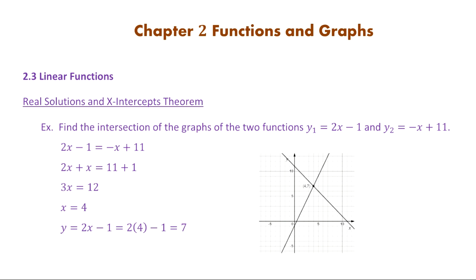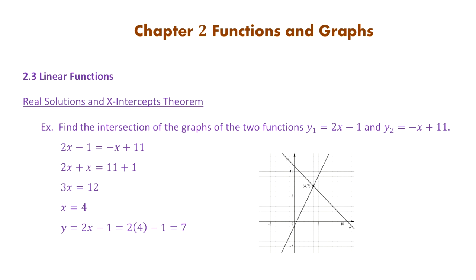So this time we need to find another intersection. That's called the intersection of the 2 functions. So this time it's not, strictly speaking, the x-intercepts. We need to find the intersection of the graphs of 2 lines, y1 equal to 2x minus 1 and y2 equal to negative x plus 11. The way to do it is similar. You just set these 2 functions equal. So 2x minus 1 equal to negative x plus 11. That's where they meet.